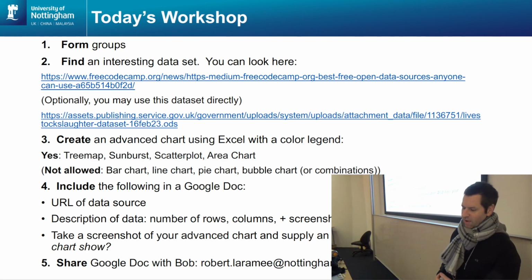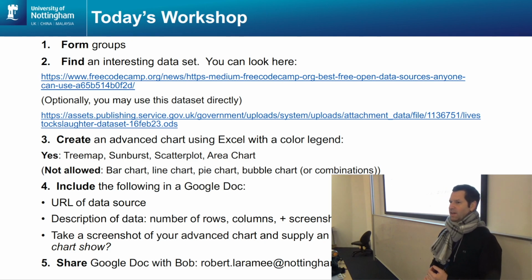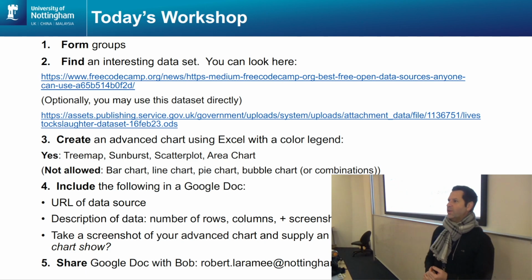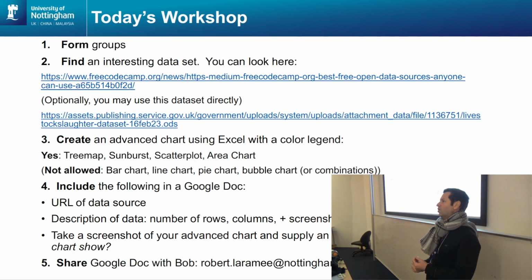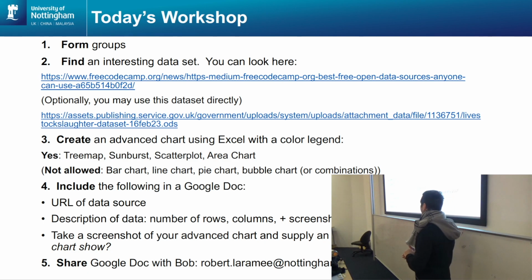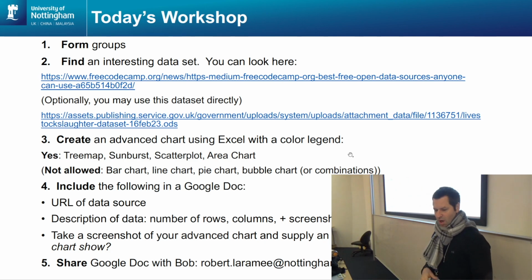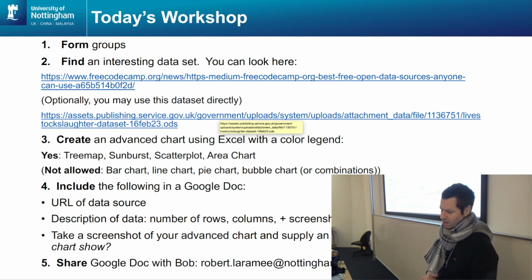Step 2 is to find an interesting data set. You can actually search for interesting data sets, like you can Google interesting data set and see what pops up. And that's what I did. And I found a link to a web page that has some interesting data sets. If you don't feel like doing that part, you can just use the data set that I provide.